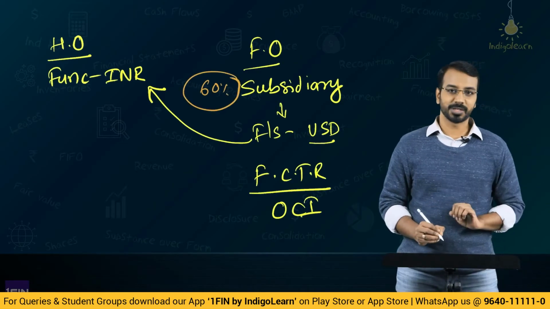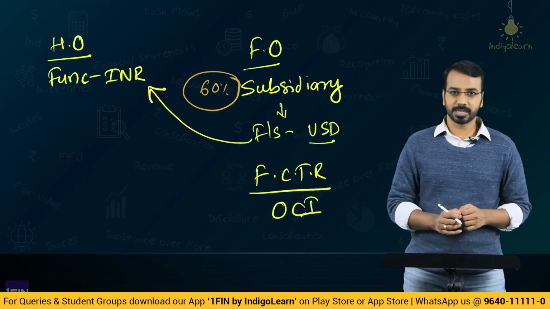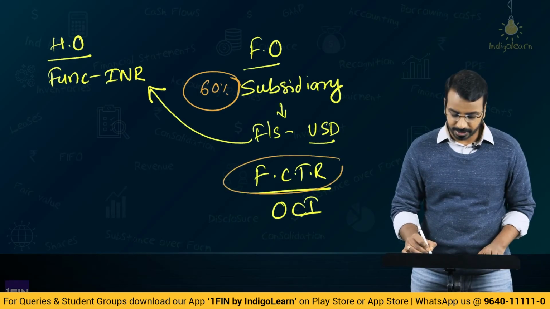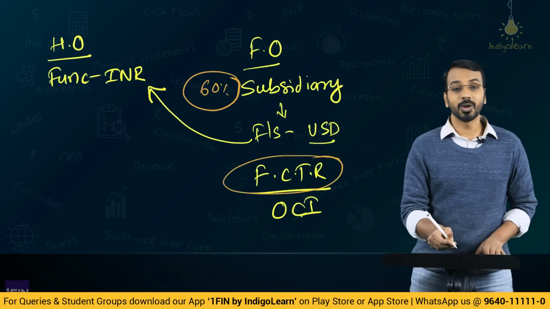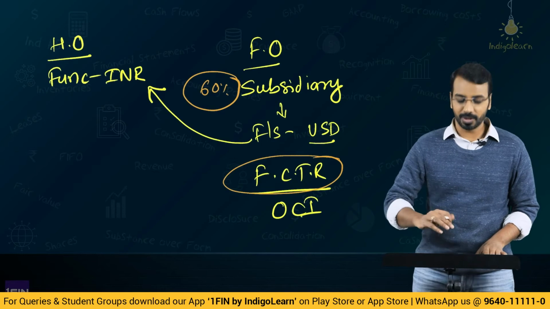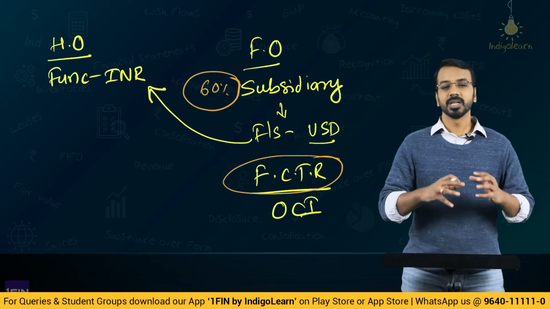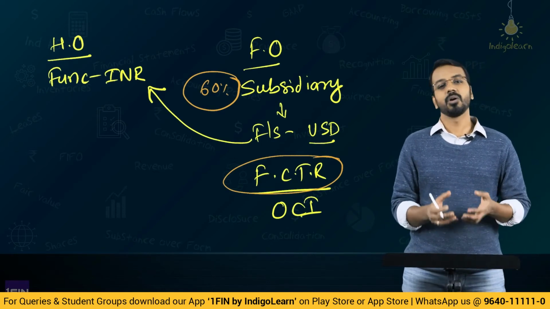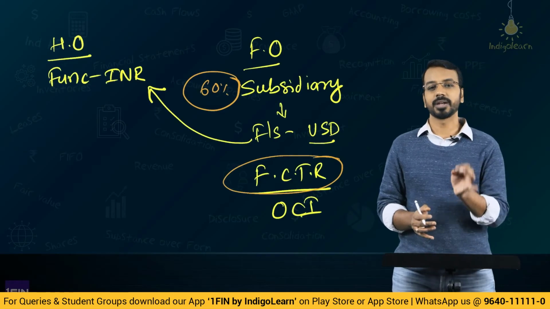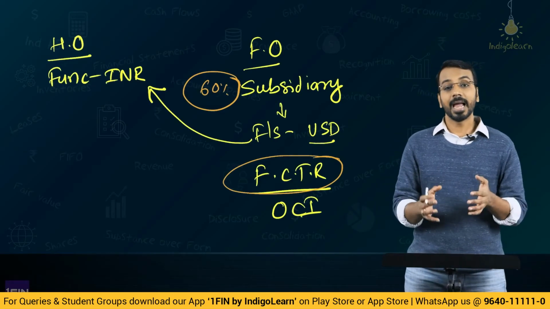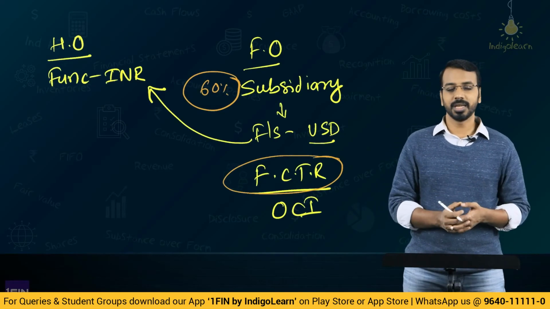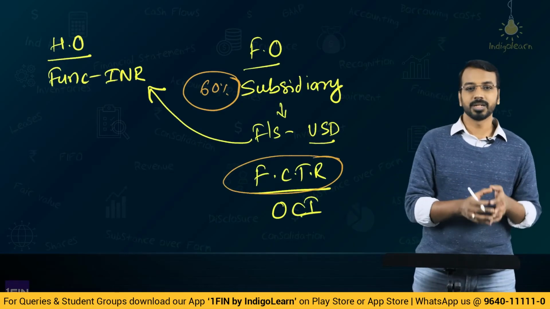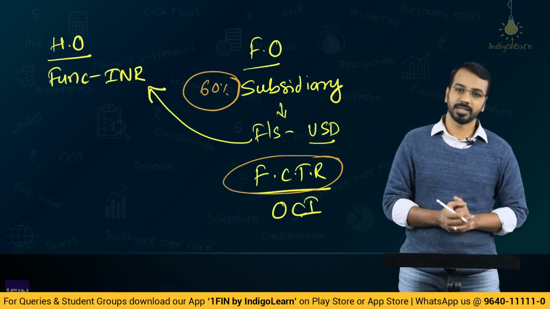It's not a 100% subsidiary. Now, if this is only a 60% subsidiary, this translation reserve does not wholly belong to the parent company. Okay, so we have translated the financial statements. When we translate the financial statements, we got this difference. We called it foreign currency translation reserve. And if it was a 100% subsidiary, the entire amount could have been recognized in OCI in the consolidated financial statements.